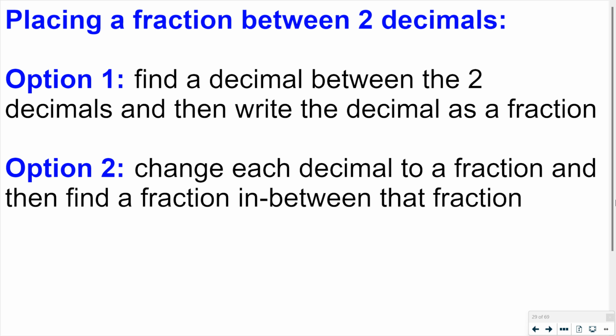Option number one, you're just going to find a decimal that goes between those two decimals and then write it as a fraction. Option number two, you're going to change the two decimals that I give you to a fraction and then place a fraction in between those fractions. So both options are good options. I'll show you each one and then you decide which one you like better.